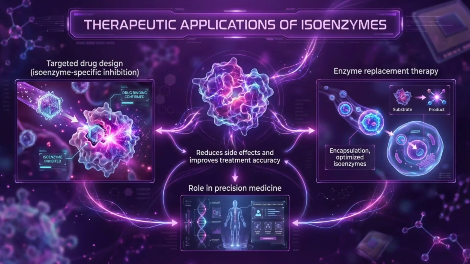Beyond diagnosis, isoenzymes are increasingly important in therapeutic applications. Drugs can be designed to selectively target specific isoenzymes, thereby minimizing side effects and improving treatment efficacy. Enzyme replacement therapy is another approach used in certain metabolic disorders where specific enzymes are deficient. Furthermore, isoenzymes are integral to the development of precision medicine, where treatments are tailored to individual biochemical profiles.